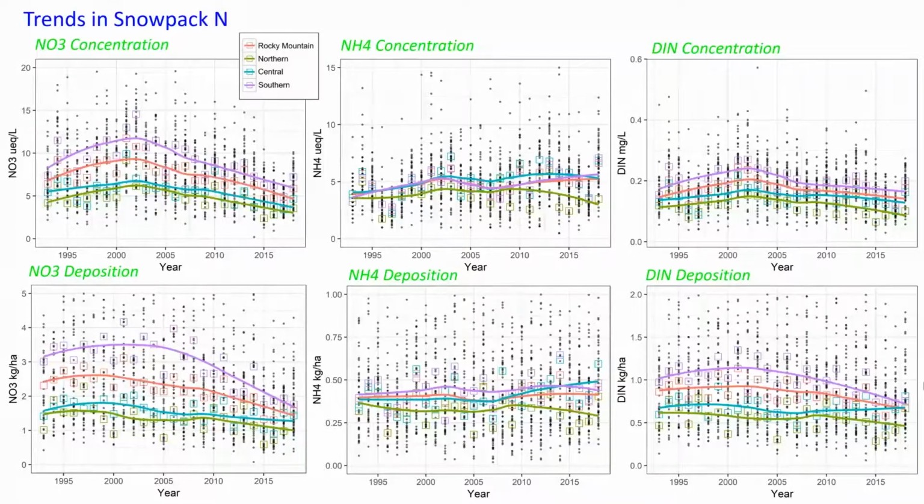Yeah, I'm curious if the NADP wet deposition data around there is similar. Right, check some of our conditions and trends pages and see what's happening in those parks.